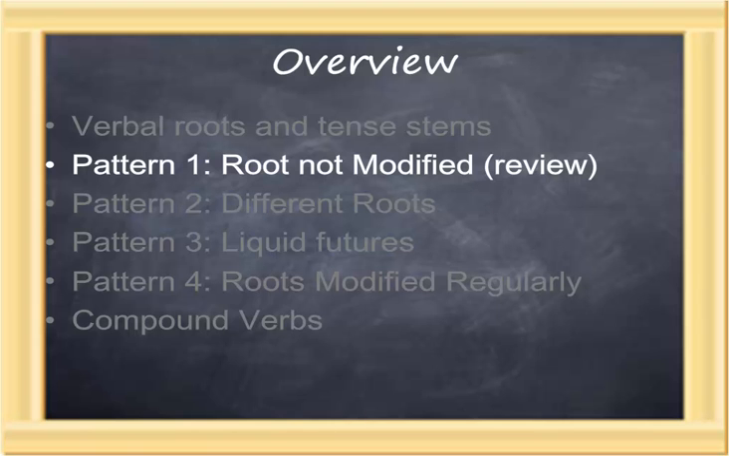All right, let's turn our attention now to the various ways in which the future is formed off of these roots and stems. We've already learned the first pattern, where the root is not modified. Let's review the three examples of pattern 1.